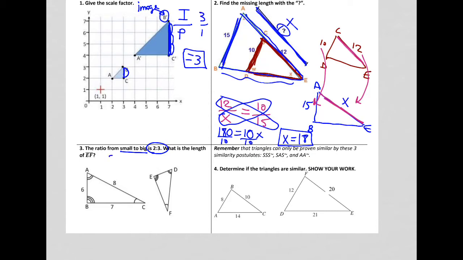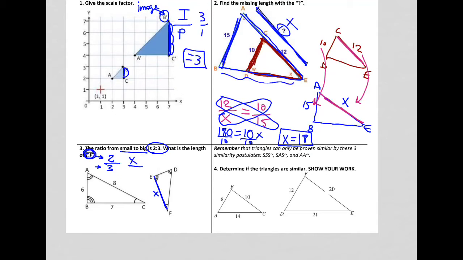Basically, you can use that as one of your fractions, 2 to 3. Now notice they put the smaller number on top and the bigger number on bottom. So you just need the number off the smaller triangle first. Well, if you look, they want you to find EF. And that will be what's on the smaller triangle, E to F. So we're going to put that on the top since it's off the smaller one.